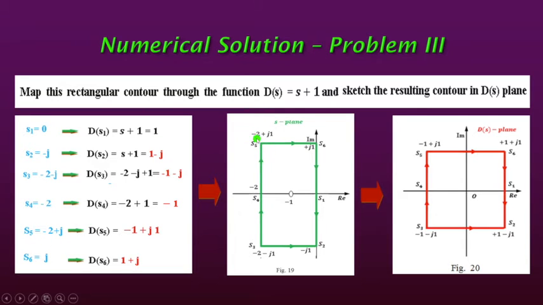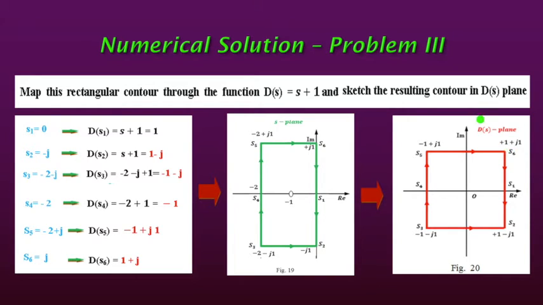Then S5. S5 is minus 2 plus J1. Then in ds plane, S5 is -1 plus J1. This is -1 and this is plus J1, this point. Then S6 is plus J1. Then in ds plane, S6 is +1 plus J1. So this point is +1 plus J1.